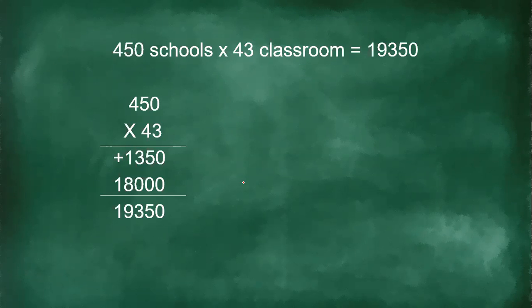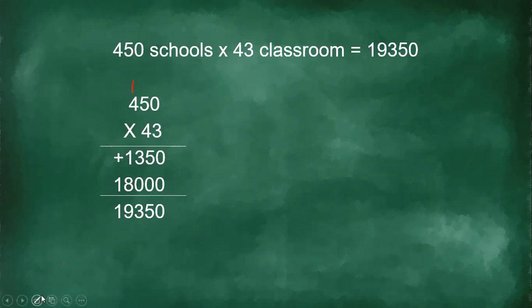All right, let me explain. So you start here. You say 450 multiplied by 43. Then you say 3 times 0 is what? 0. 3 times 5 is 15. So it's the 5. I carry 1. 3 times 4 is what? 12. Plus 1 is what? 13. So I put the 1 and the 3 because there was nothing else to multiply this side.